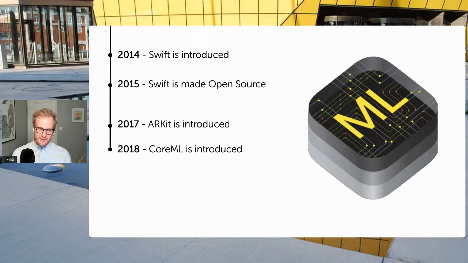In 2018, Core ML is introduced, and Core ML references machine learning. And this is really cool. What it means is that you can create your own machine learning models, and they have programs to make that so much simpler than it was before. And you can run them locally on device using the machine learning processor on device to really take advantage of that framework and build really cool stuff with it.